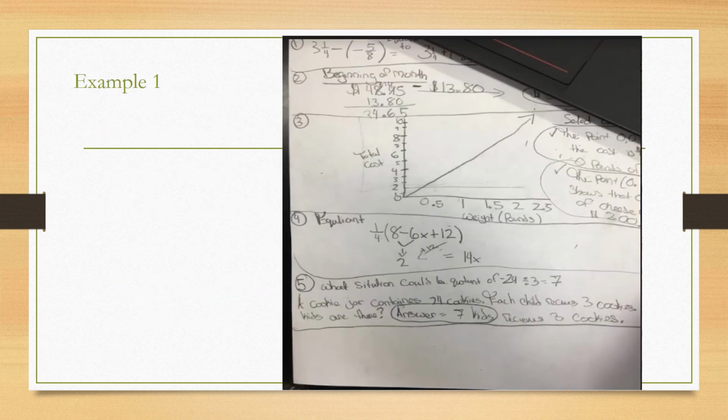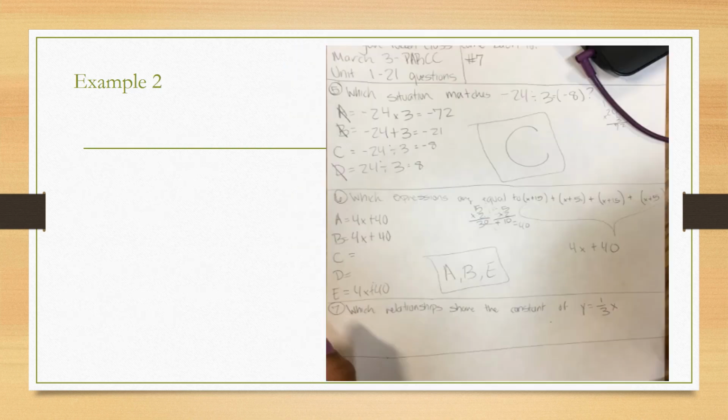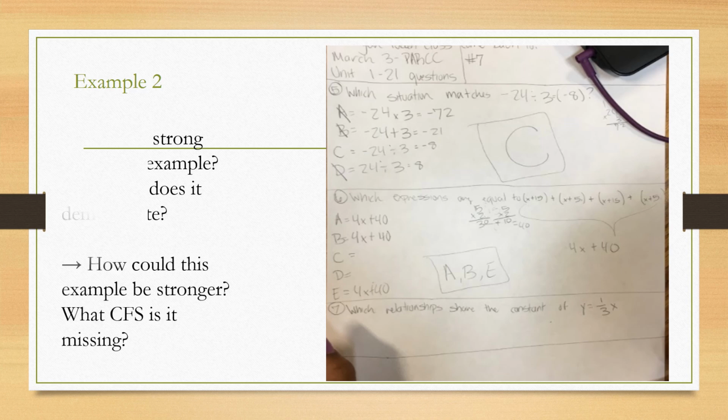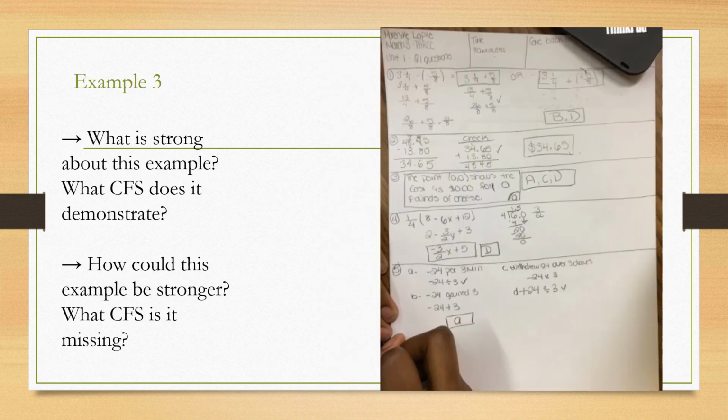Let's look at example number 1. What is strong about this example? What CFS does it demonstrate? How could this example be stronger? What CFS is it missing? Example 2, same questions. Example 3, same questions.